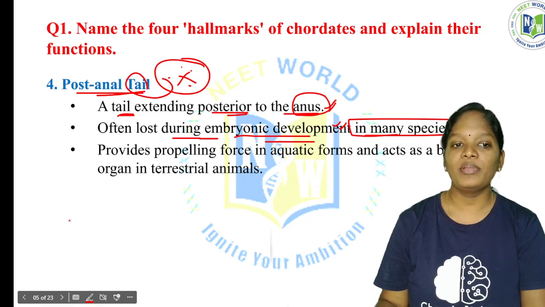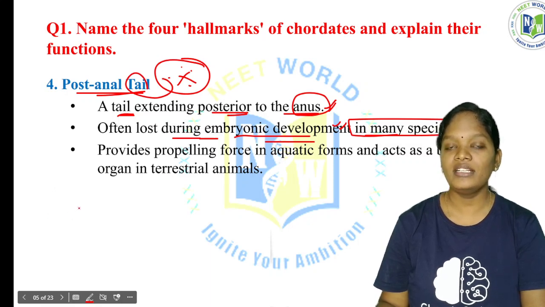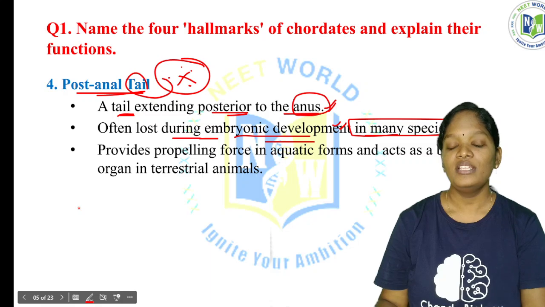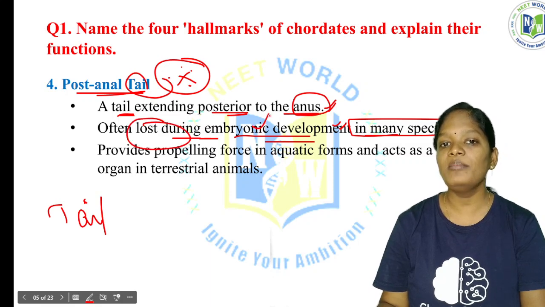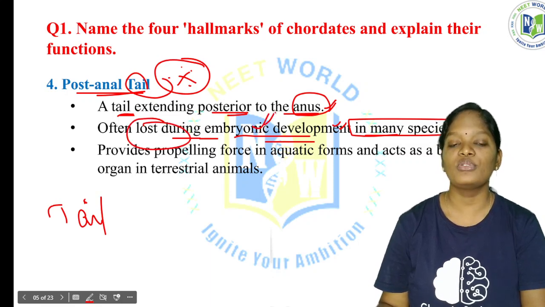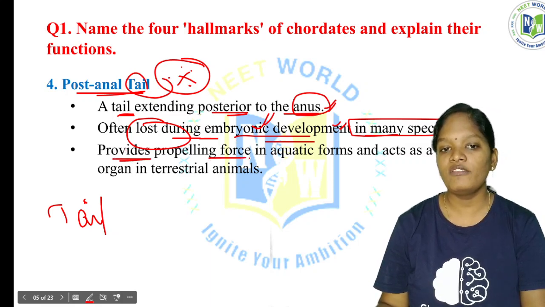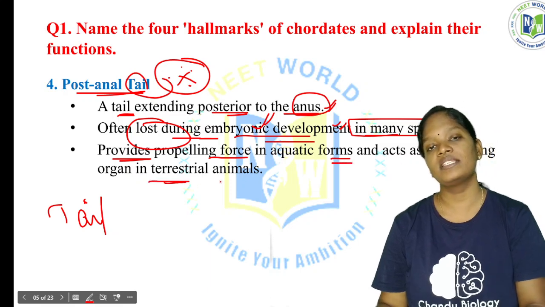For example, humans also come under the chordate category, no doubt in that. But humans also have a tail, and that tail is lost in the embryonic development itself. So this is an important point. This may be lost during the embryonic development. It provides the propelling force in aquatic forms and acts as a balancing organ in terrestrial animals.